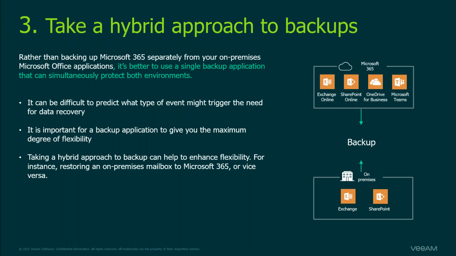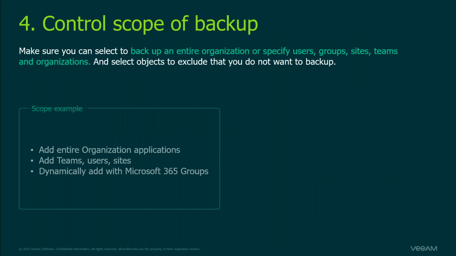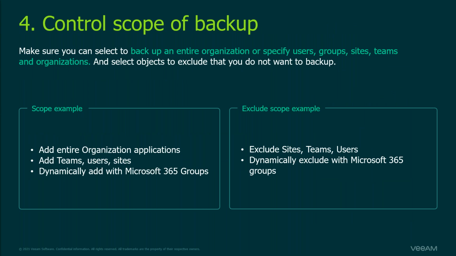Now, what will be the control scope of backup? Make sure you can select the backup of the entire organization or specific users, groups, sites, teams, and organizations. Whichever object you want, you can select that. Or if you want to exclude certain users for whom you don't require any kind of backup, you just exclude those particular users in terms of the mailbox, in terms of other applications like SharePoint, Teams, or even your OneDrive.